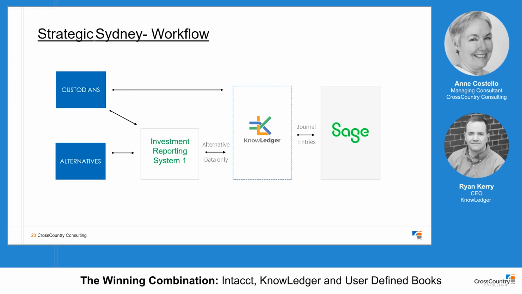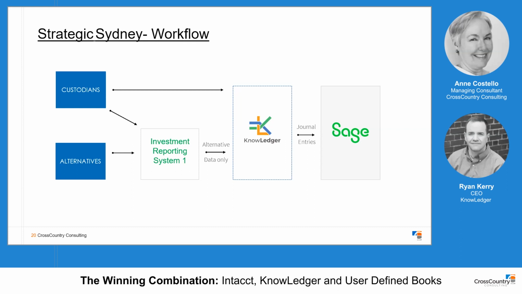So now we're going to move on to Strategic Sydney's workflow. Again, something unique. Sydney uses an investment reporting system. It's actually Mastro. But we decided to augment the Mastro data and pull also directly from her main custodian. That's given us some advantages from the data coming from the custodian, and it's given them the advantage to run their investment reporting system for different reasons than they would run Sage Intacct. So we pull all the alternative data from the investment reporting system, and then we pull the custodian data from the custodian, push it through KnowLedger, and post it over to Sage.